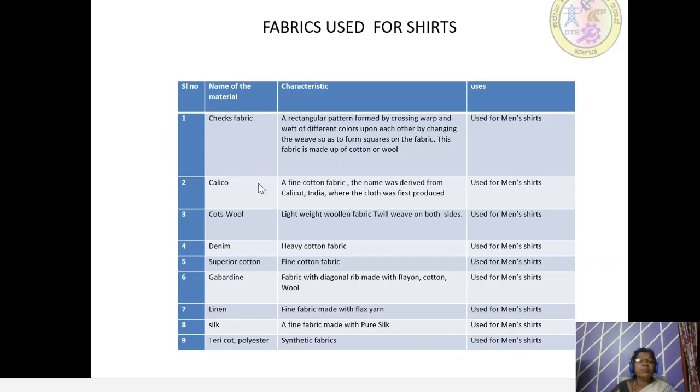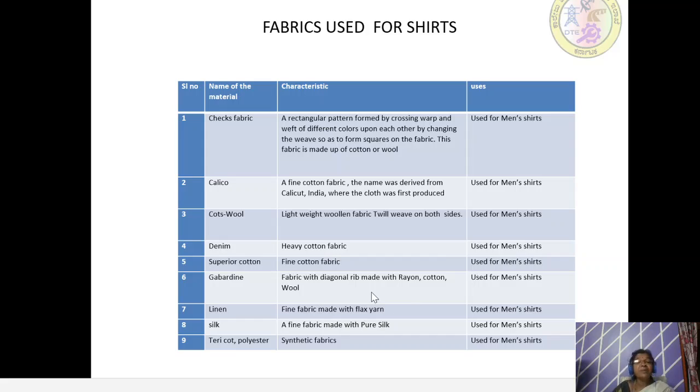Then calico. It's a fine cotton fabric. The name was derived from Calicut, India, where the cloth was first produced. This is also used for men's shirts. Coarse wool, lightweight woolen fabric, twill weave on both sides. This is also used for men's shirts. Denim fabric, it's a heavy cotton fabric. Superior cotton, it's made up of fine cotton material. It's also used for men's shirts.